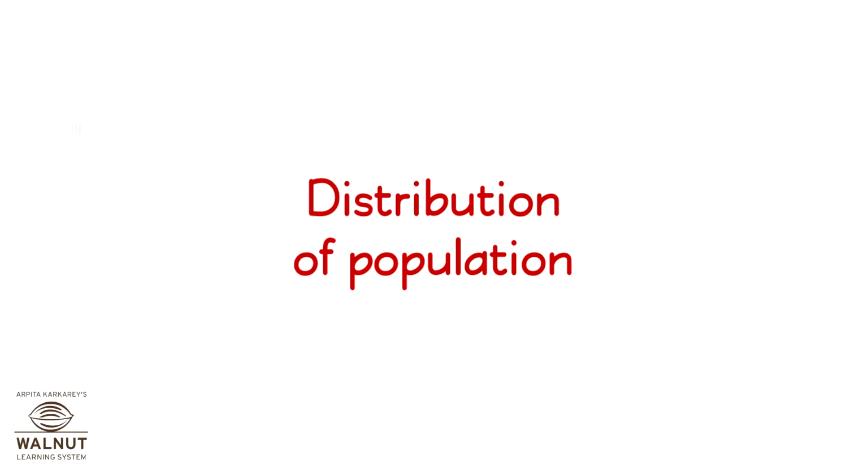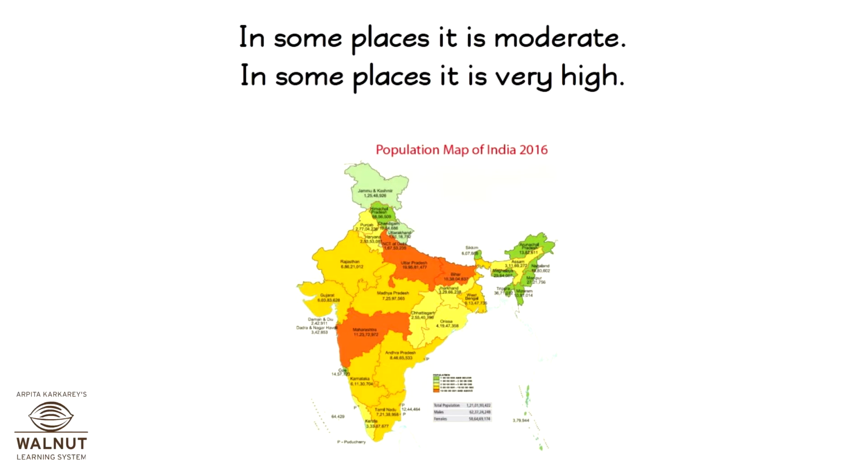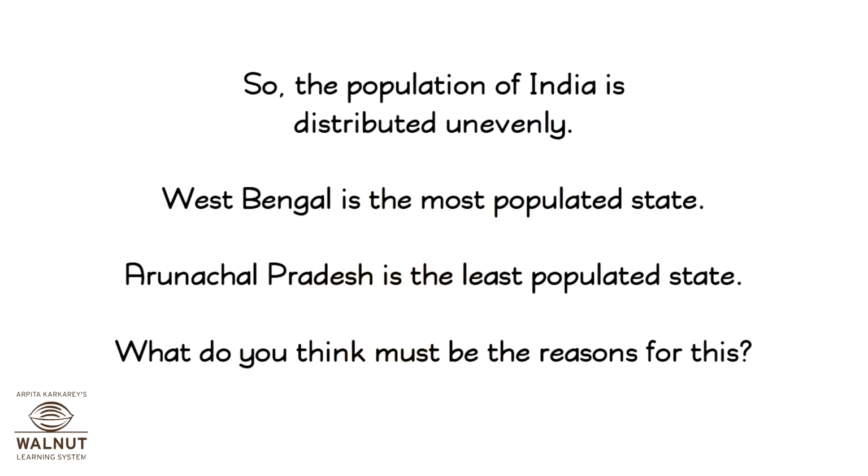Distribution of population. Look at the population map of India. You can see that in some areas the population is really low. In some places it is moderate. In some places it is very high. So, the population of India is distributed unevenly.